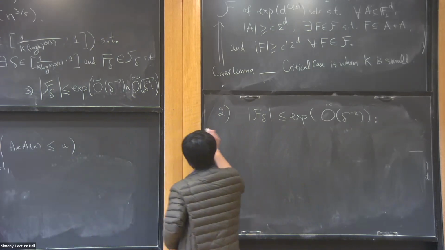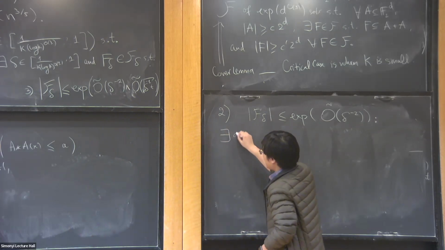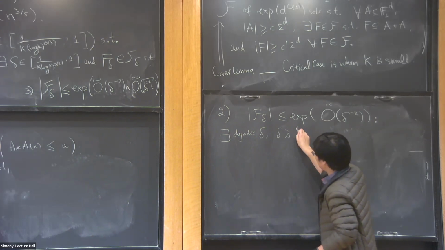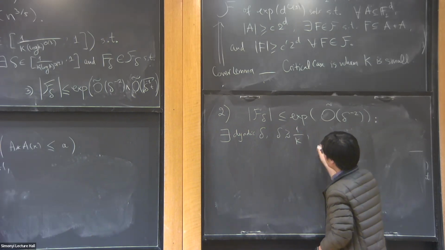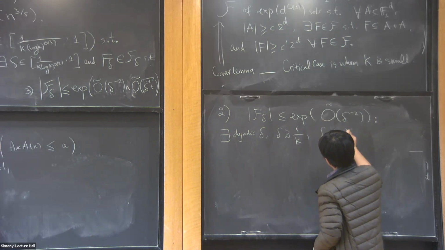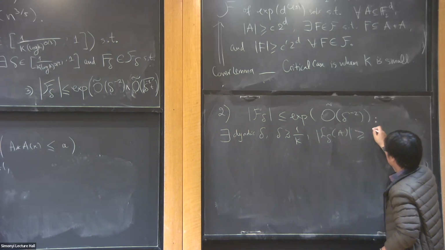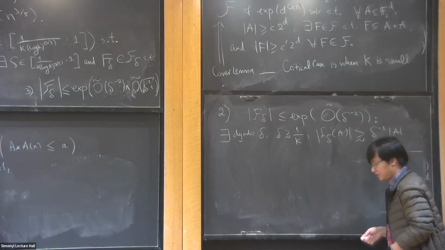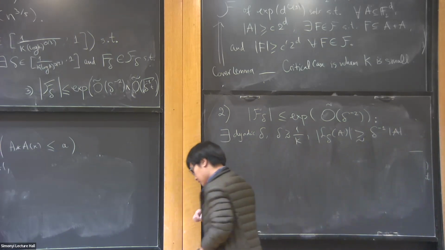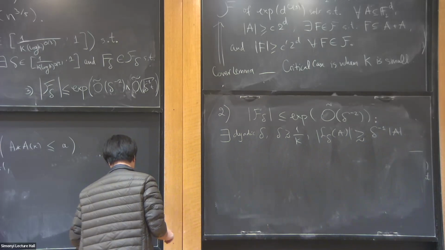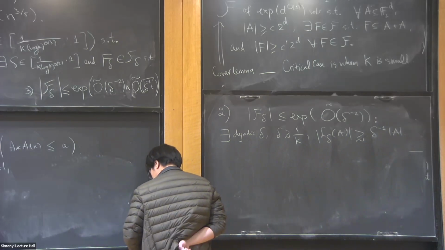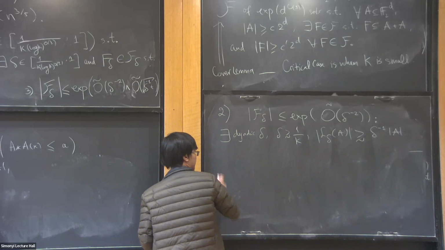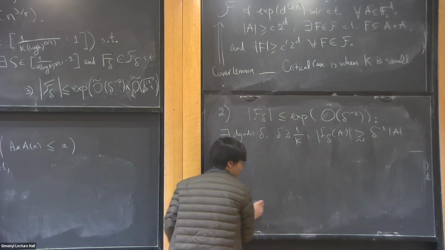So again, let me reuse the input that we have. So let's fix this dyadic level delta. Delta is somewhat large, at least around 1 over k, and the level set L delta of A is large, up to log factor delta inverse times the size of A. Okay. Now this is my construction of the family F. In this case, the family F will actually have the following property.